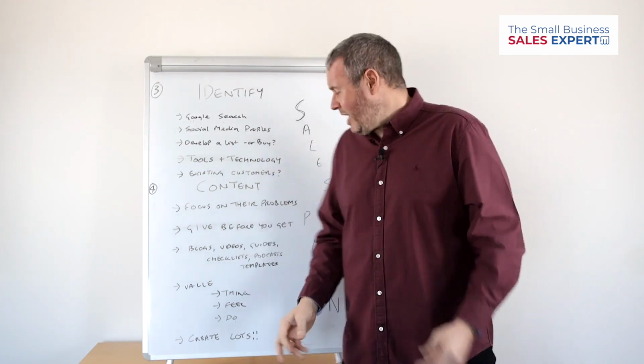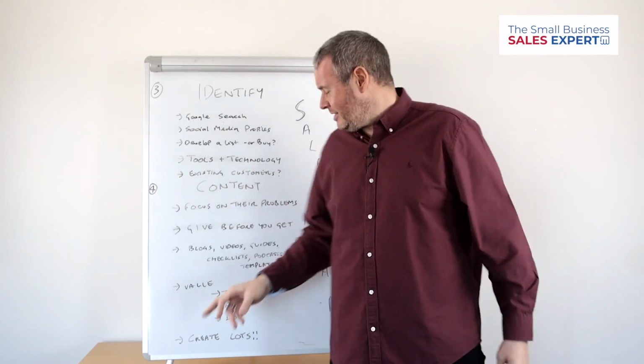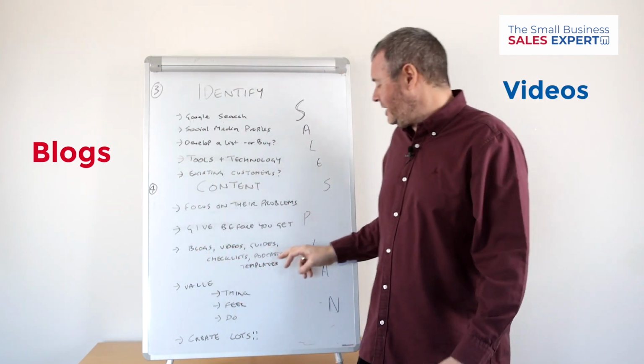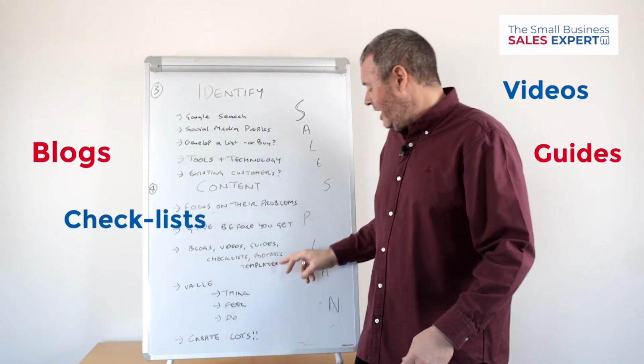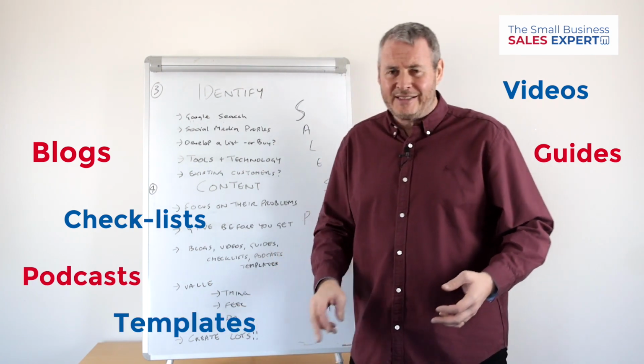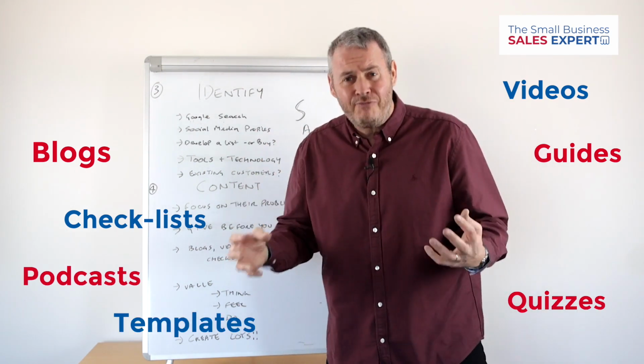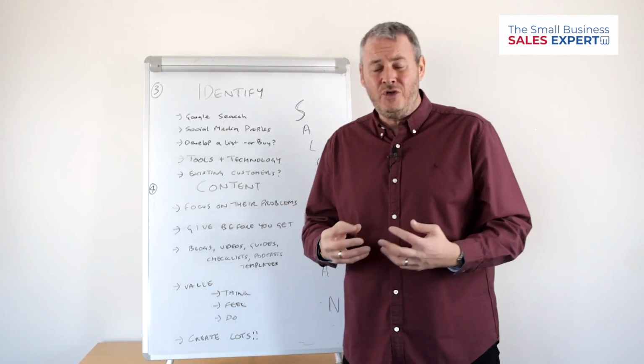What type of thing should you create? Here's the list. The list is endless. It can be blogs, videos, guides, checklists, podcasts, templates, quizzes, any number of things. The reality is you need to create lots of them because not all of these things will work. Different things in marketing work in different ways. You're watching this video probably because you've seen my sales plan video. I've got 340 other videos I've done that you probably haven't seen.